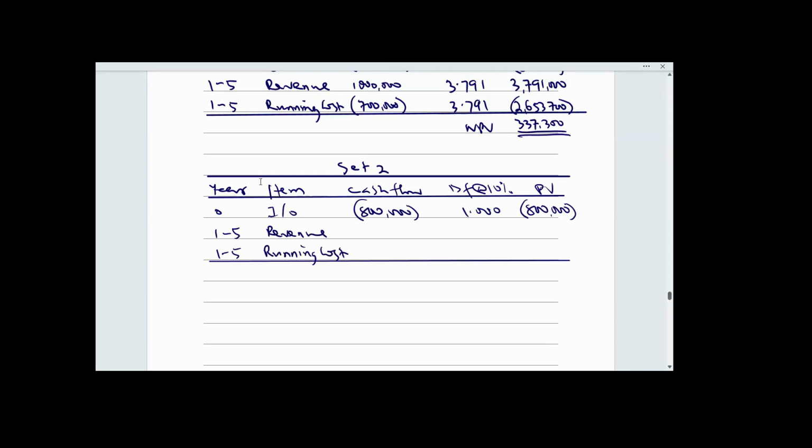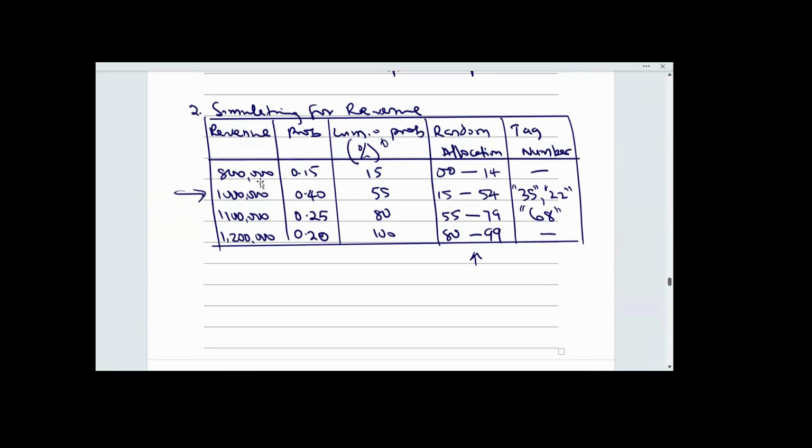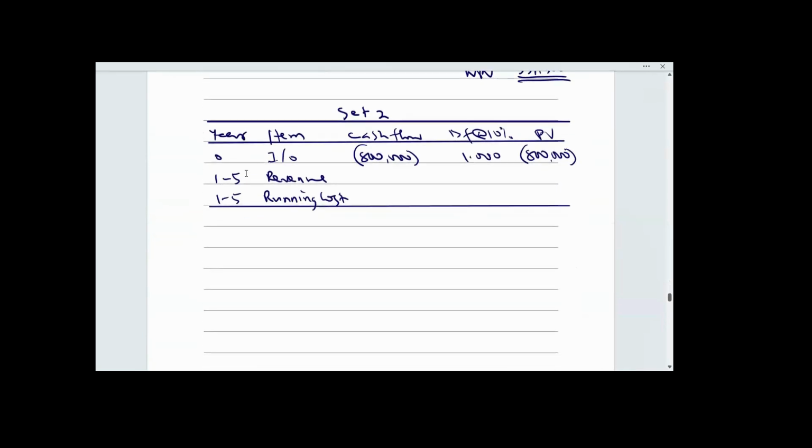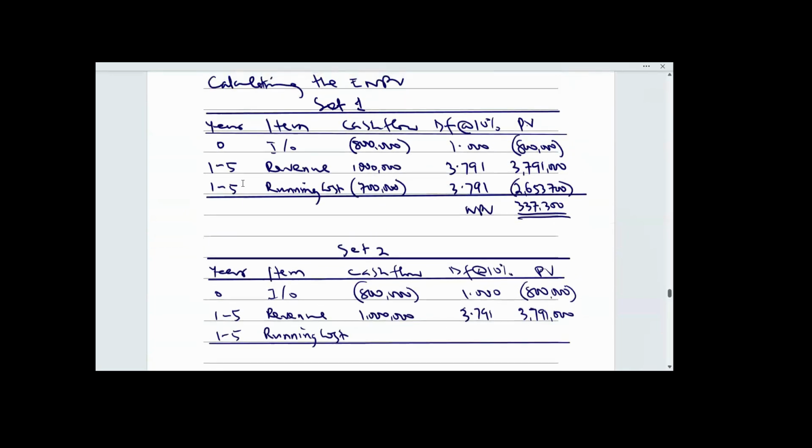Now, for set 2, what's the tag number for revenue? 22. So that means it's the same place. Trace it to the left. That's 1 million. So here will be 1 million multiplied by 3.791, which is 3,791,000.